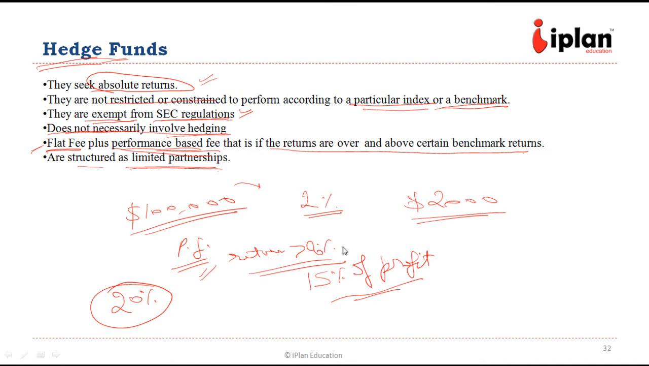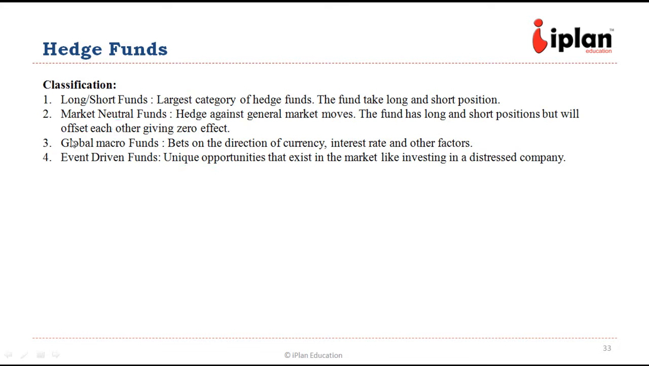Now let us look at various kinds of hedge funds. They can be classified in many ways. First, they could be long short funds, which is the largest category of hedge funds. They take long positions and short positions, which sometimes balance each other. Then there could be market neutral funds. Since they are market neutral, they are hedged against any general market moves upwards or downwards. They have taken a lot of long positions in certain stocks and a lot of short positions in other stocks, which are hedged against each other to make it market neutral.